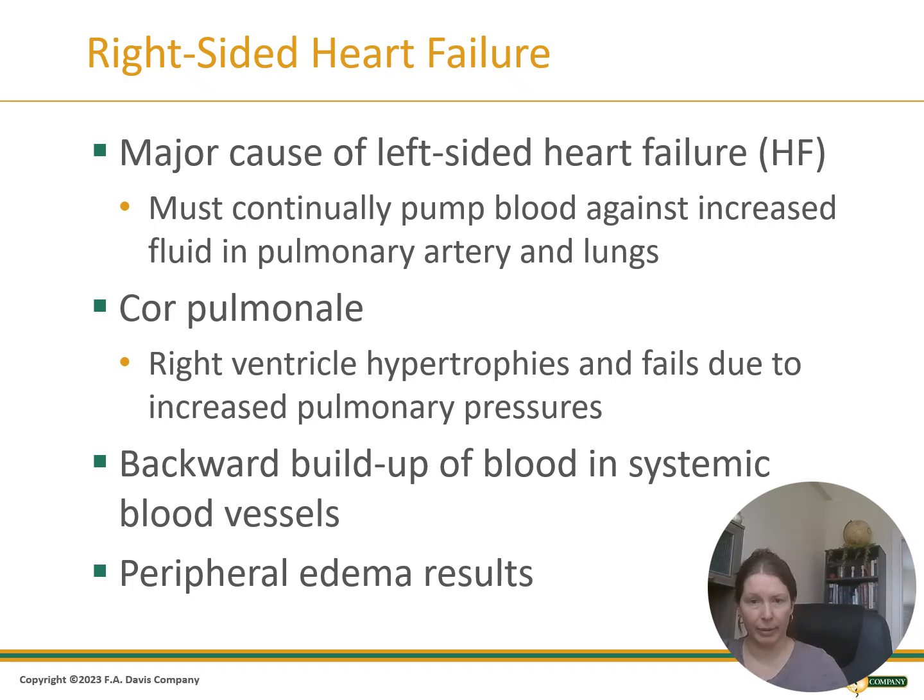So that backward buildup of blood begins to go to our systemic blood vessels. Okay, so we have left ventricle backing up into our left atrium, backing up fluid into our lungs. So our right ventricle is having to work harder, and that's starting to fail, causing our blood to back up into our system. Okay, and that's where we're getting that peripheral edema to start resulting. Okay, so we're having that extra fluid that's backing up expand into our tissues.